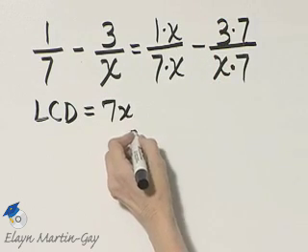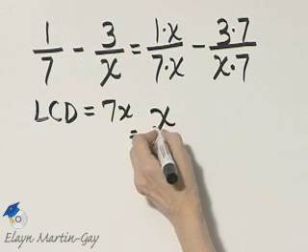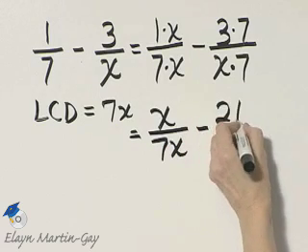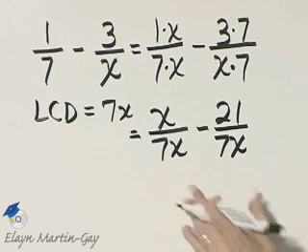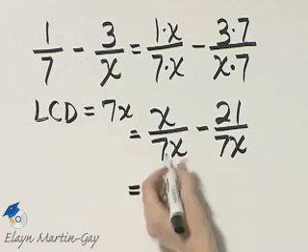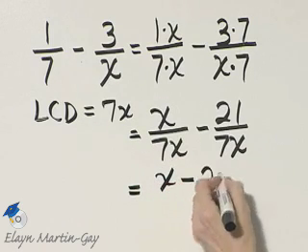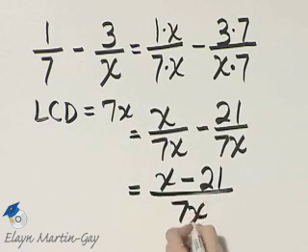Now let's see what we have here. We have 1 times x, which is 1x, or simply x, over 7x, minus 3 times 7 is 21, over 7x. So what have we accomplished? We now have the same denominators. So we now have the right to say x, numerator, minus 21, other numerator, over a common denominator of 7x. And there's our difference.